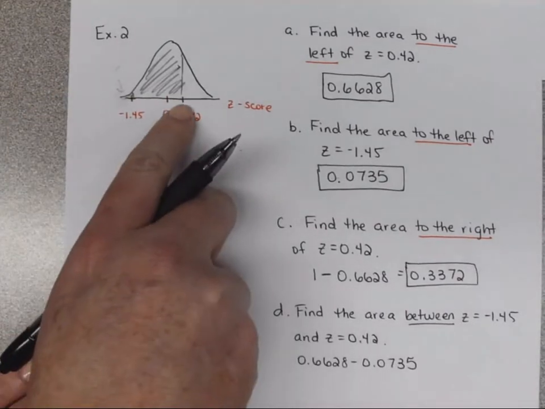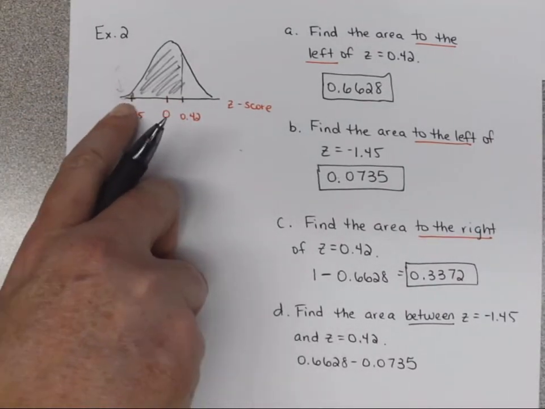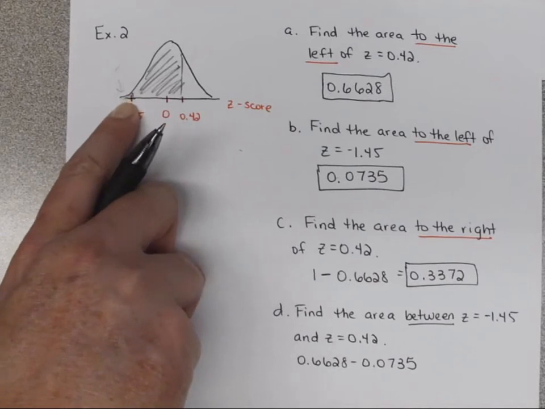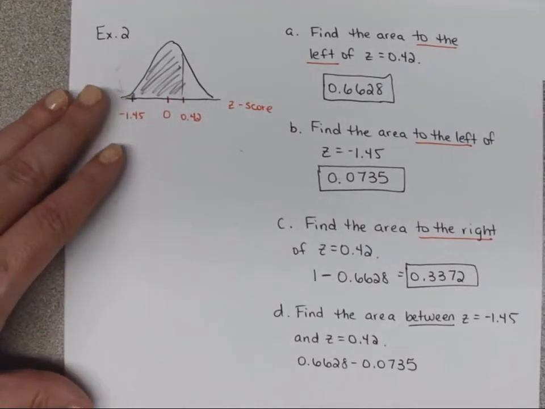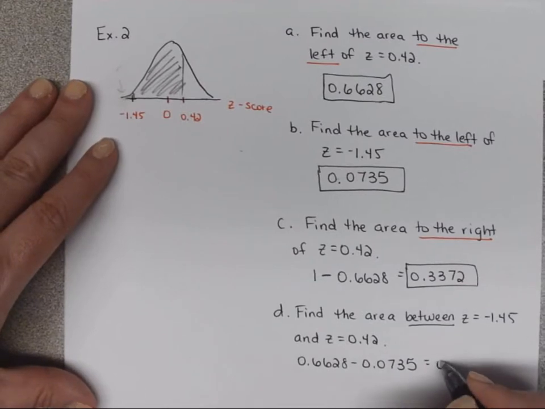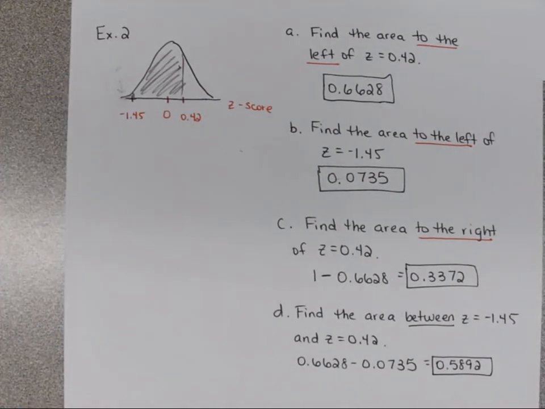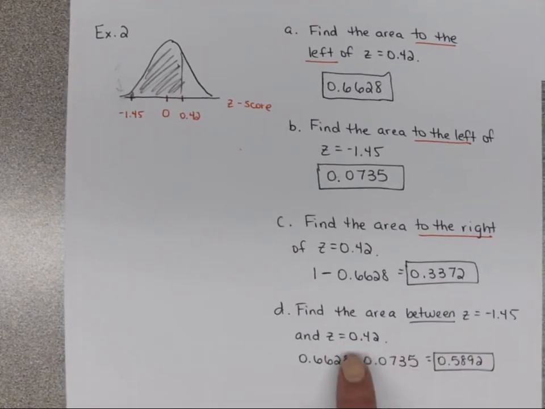In other words, I want to take all of the area to the left of 0.42, but I want to take off this little wedge right here because I don't want to include that area to the left of negative 1.45. So if you subtract those out, you get 0.5892. Okay, so what that means is you can say with certainty that you would have a 58.92% chance of having values in between these two z-scores.